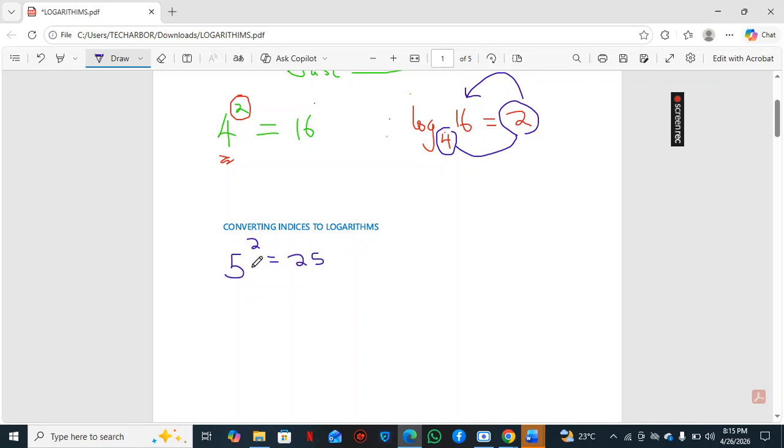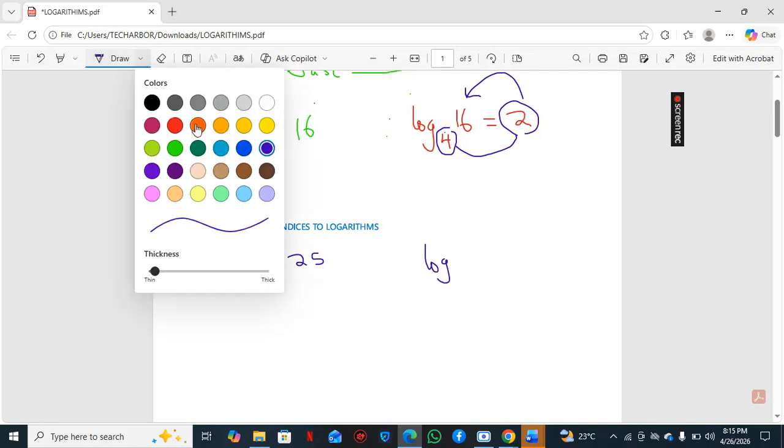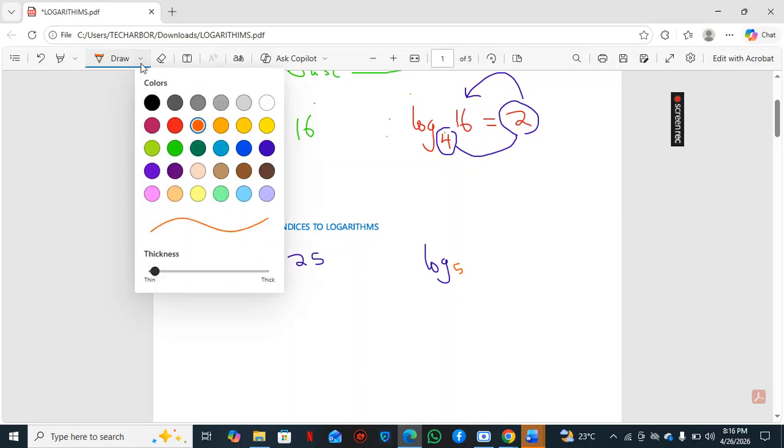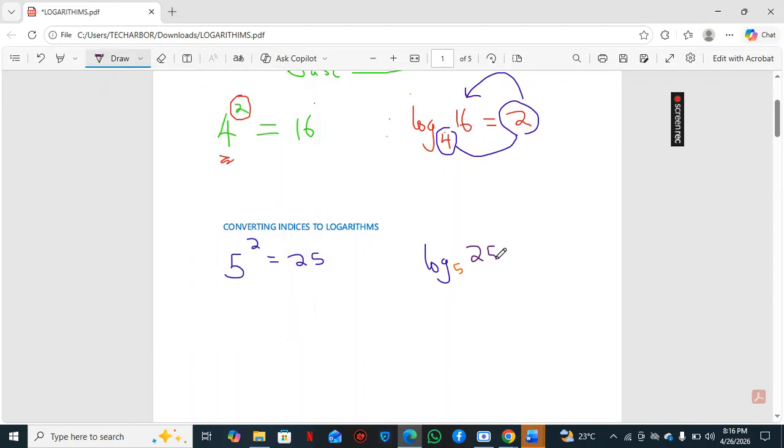This can be written in log form. Remember, when you're writing it in logarithm form, 5 is the base here, so the base will come here. So you put log base 5. Then this 25 is the value, so you're going to put it here: log base 5 of 25 equals 2. That's how you can write this expression in terms of logarithms.